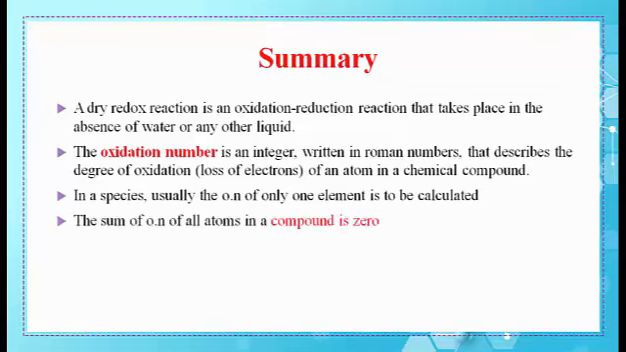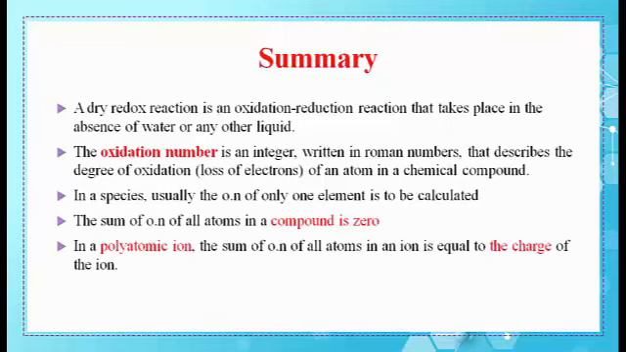The sum of oxidation numbers of all atoms in a compound is 0. In a polyatomic ion, the sum of oxidation numbers of all atoms in an ion is equal to the charge of the ion.